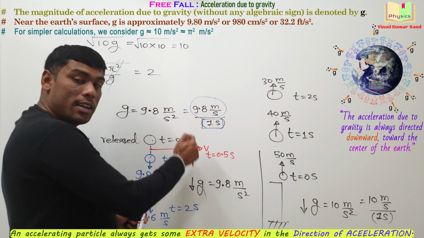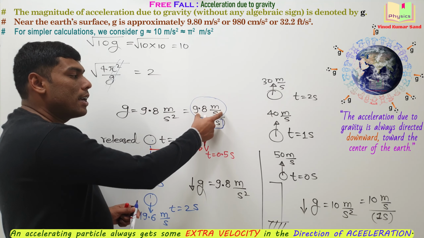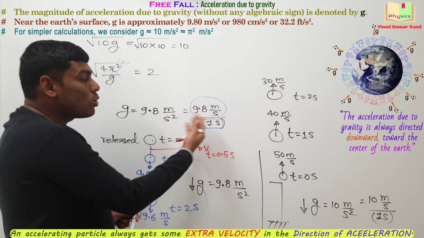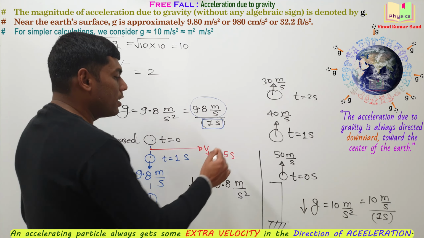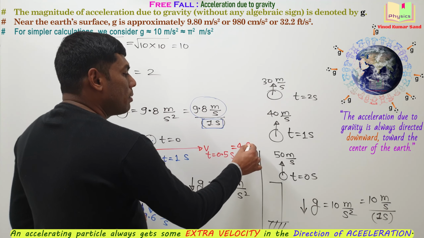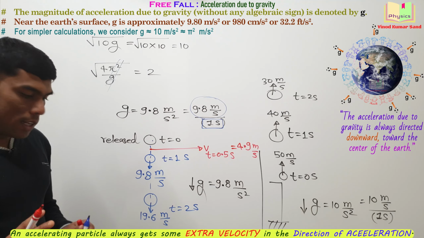In 1 second, you get the extra velocity in the direction of acceleration as 9.8 meter per second. So in half a second, how much extra will you get? 4.9. So the answer should come out to be 4.9 meter per second. I hope you understood that.